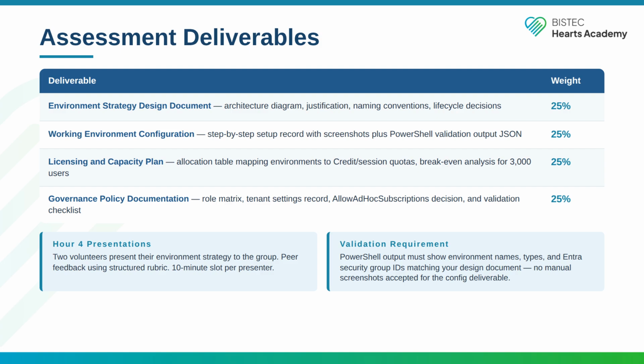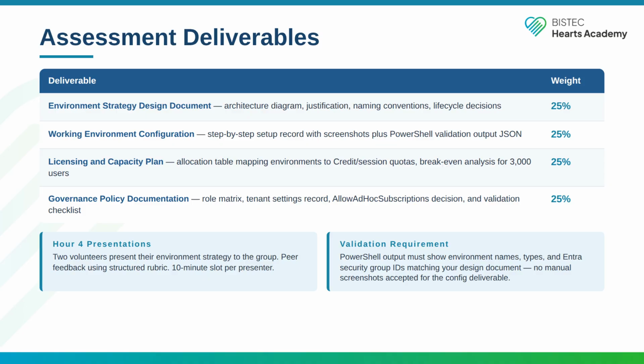The governance policy documentation is your compliance artifact: the role matrix, the tenant settings record, the Allow Ad Hoc Subscriptions decision with its rationale, and the validation checklist. Every governance decision that was made and why it was made.